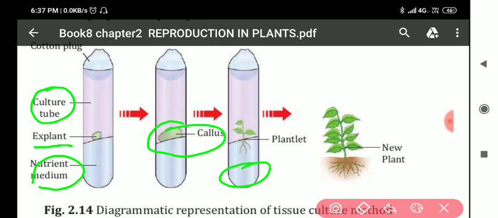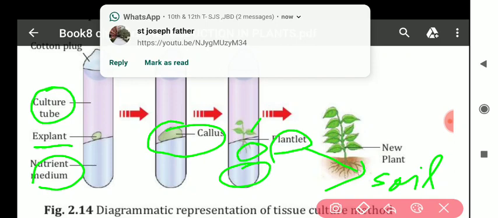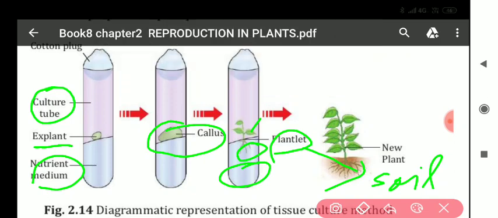Now from this callus the roots get developed. You can see in this test tube some roots are being developed, and the stem is also developed. When root and stem are developed from the callus, it is known as plantlet. Now this plantlet is transferred to soil for further growth. Clear all of you? Any doubt about this? Okay.